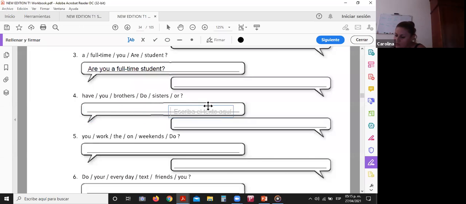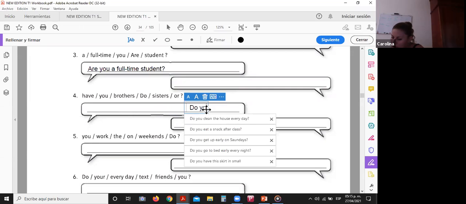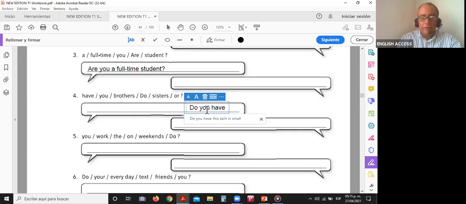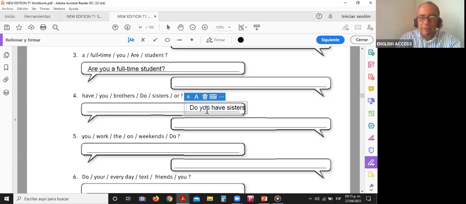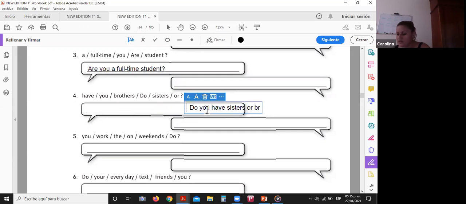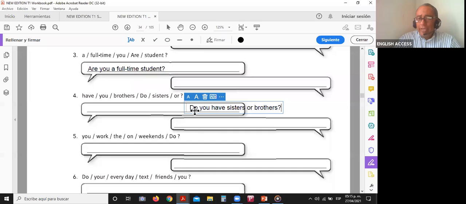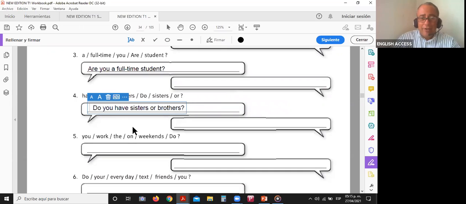Do you have brothers or sisters? The order here is not important. It's more common to say, do you have brothers or sisters? But it doesn't matter. Sisters or brothers is okay.